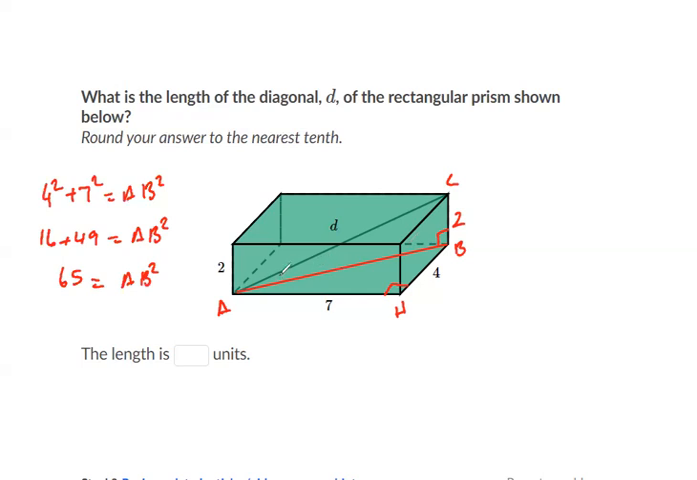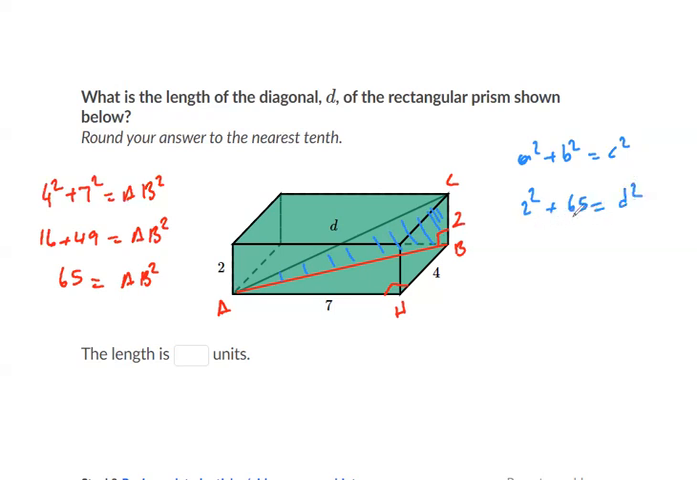Now in the triangle ABC, this is also a right triangle, so I can use the Pythagorean theorem. That is A squared plus B squared equals C squared. A and B are 2 and AB, so I will say 2 squared plus AB squared. AB squared is 65. So I'm going to call this 65 equals D squared.